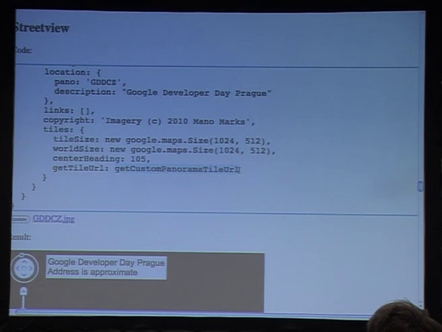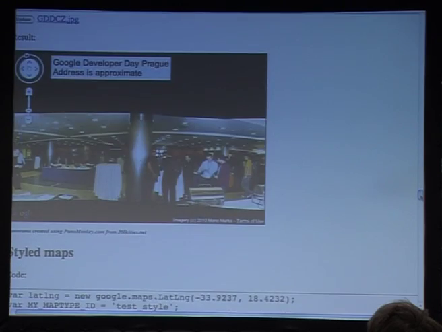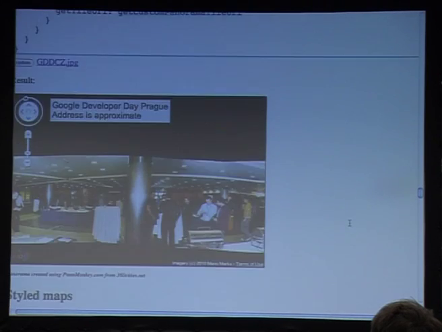returns the tile URL. You can create your copyright, put the copyright message. So you can see here that imagery is by Mano Marks. How Mano created it is using panomonkey.com, which is the service from Jeffrey Martin. He's here from 360 Cities, which is like an online system where you will just upload all the images which you collected, and it will return you back the panorama. You don't have to stitch it by yourself. You can use it as a service, which is quite cool. So that's regarding the Street View.